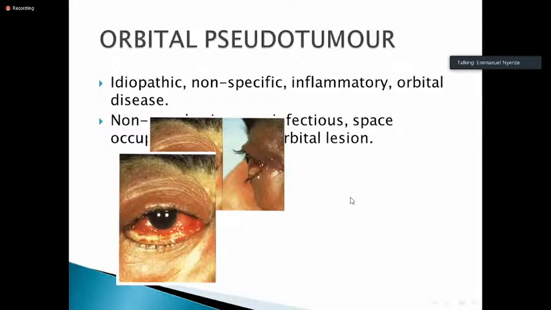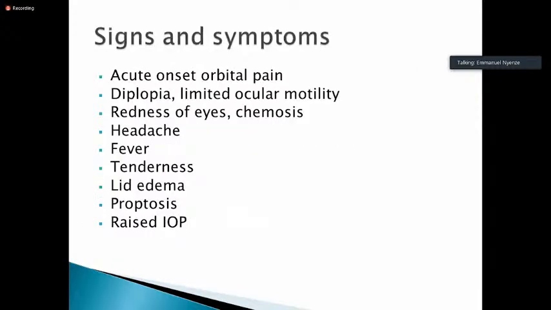I will not mention too much about orbital pseudotumor. Orbital pseudotumor, as I said, is a non-specific autoimmune inflammatory condition of the orbit. The patient presents with proptosis, pain, redness, just like orbital cellulitis, but this one is autoimmune. The signs of infection are not so much, but there is proptosis and edema, so it's very difficult to differentiate it from orbital cellulitis.